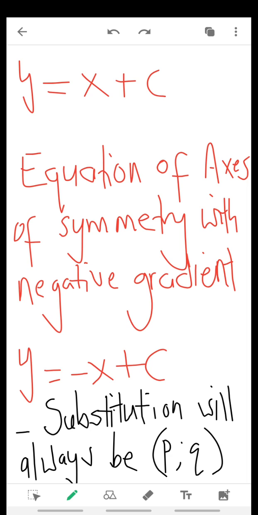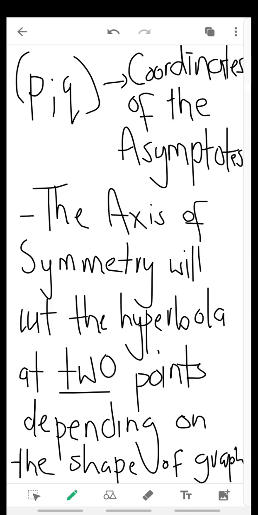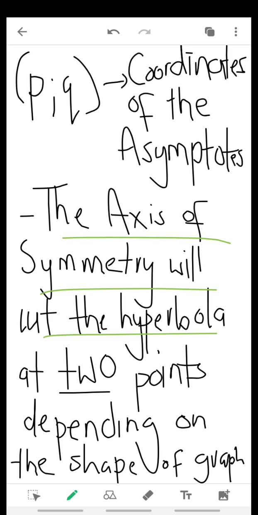The coordinates of the asymptotes will be given by the vertical asymptote and the horizontal asymptote. So we give them as a coordinate, and we substitute them in the equation of the axis of symmetry in order to find the value of c. Now also very, very important, the axis of symmetry will cut the hyperbola at 2 points.